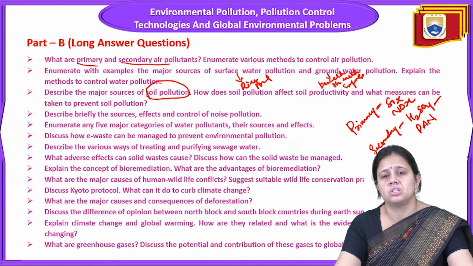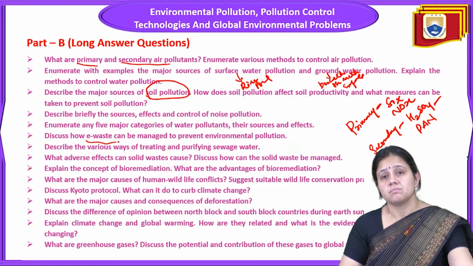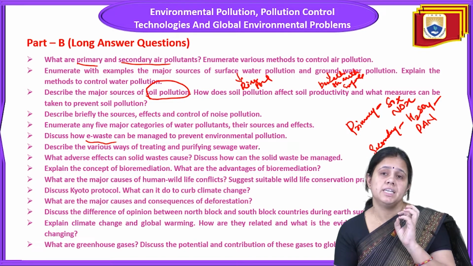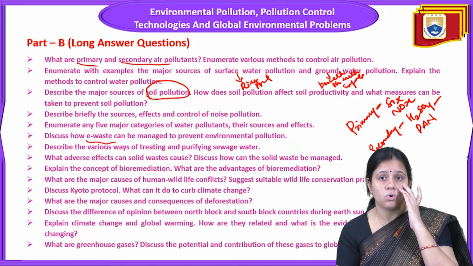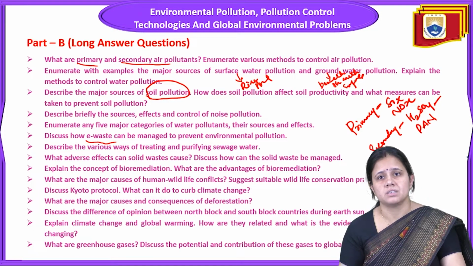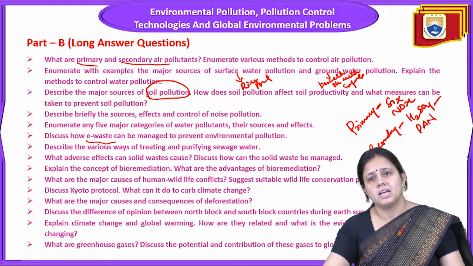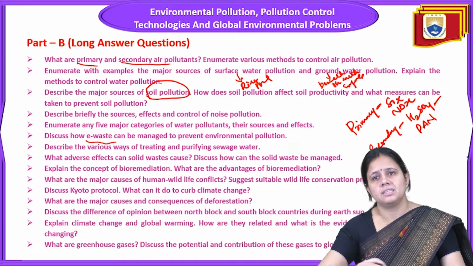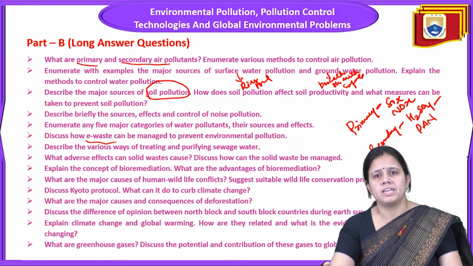And the next question is to discuss how e-waste can be managed to prevent environmental pollution. E-waste has to be managed because it contains very dangerous chemicals like arsenic, mercury, and lead. All these chemicals are present in e-waste, and it has to be managed through recycling activity. It should be collected at one place, and then disposal processes should follow, or most of the e-waste should be recycled or reused.